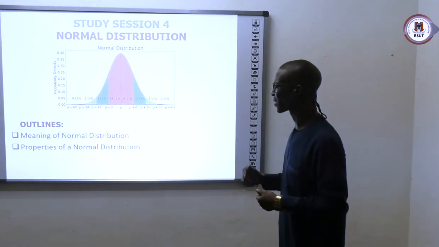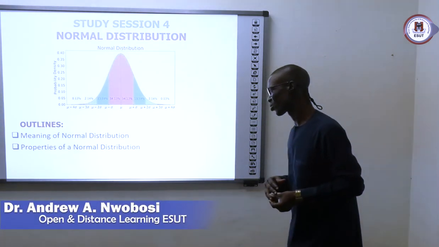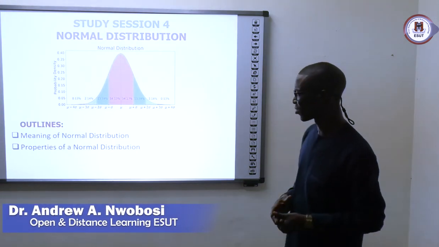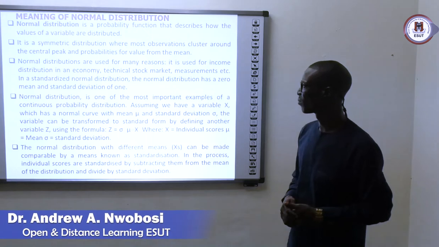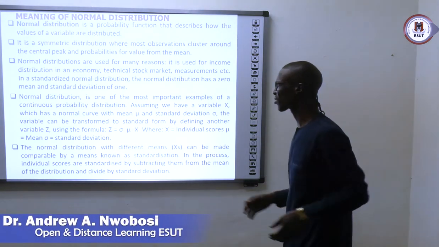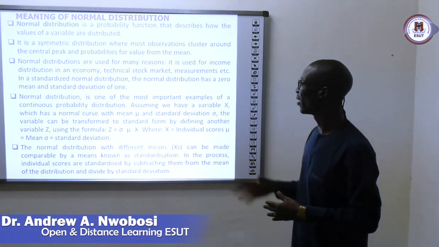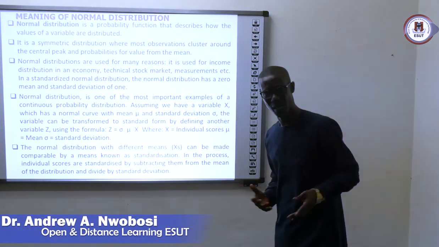We are going to look at another thing, the normal distribution. What is the meaning of normal distribution and what are the properties of normal distribution in the estimation model? So normal distribution simply is the probability function that describes how the values of a variable are distributed over time.